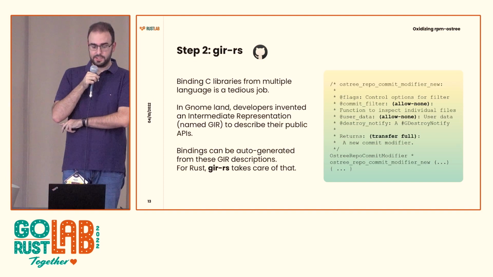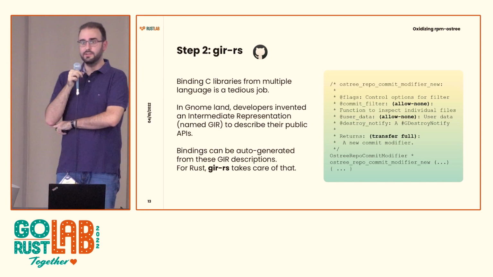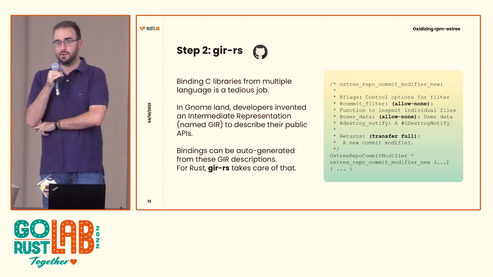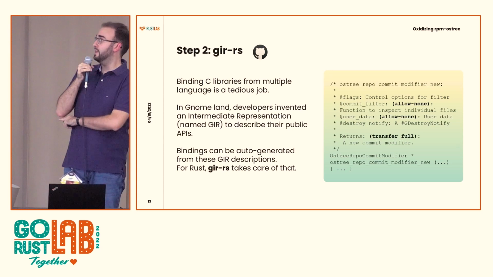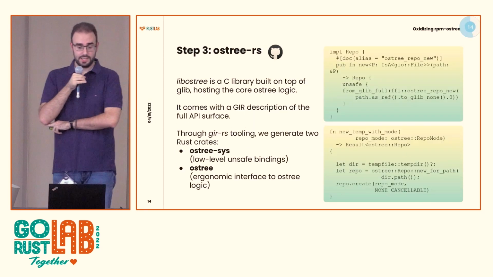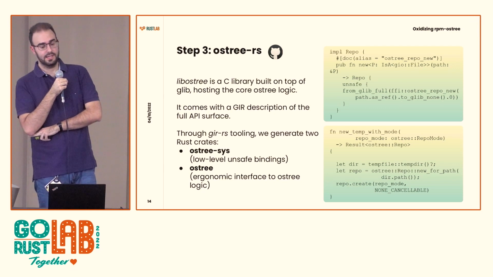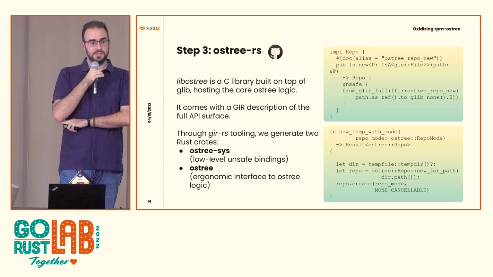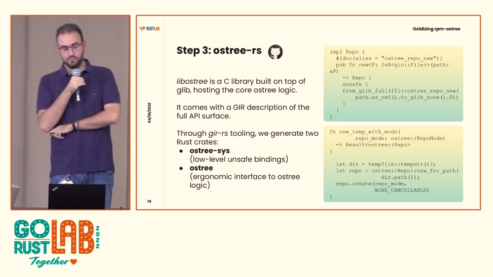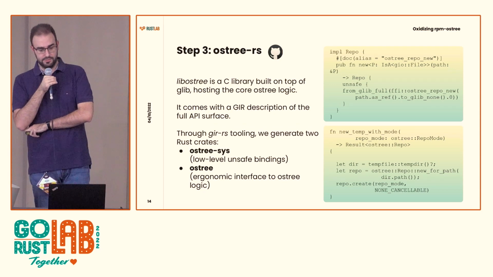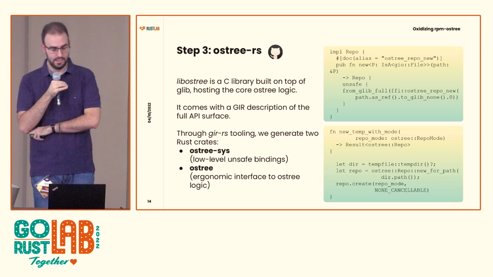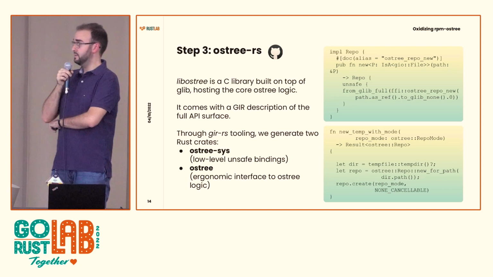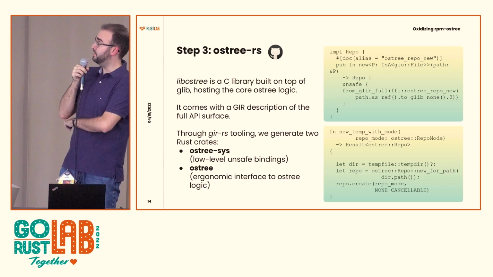And there is an automatic translation tool called gir that takes this kind of annotation and translates it into whatever language you're targeting. And in our case, we are targeting Rust. So we do have this library, libostree, which is annotated with this GIR annotation. And we automatically generate two crates out of it. One is the lower level one, which contains a lot of unsafe. You can see it in the code in the top box.